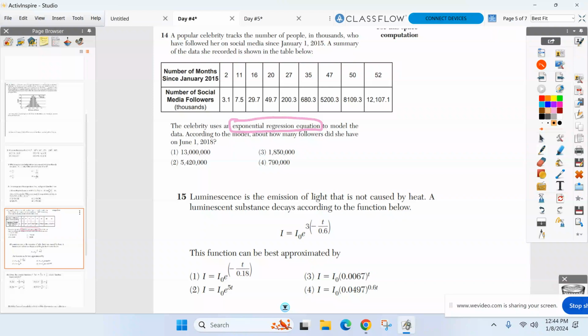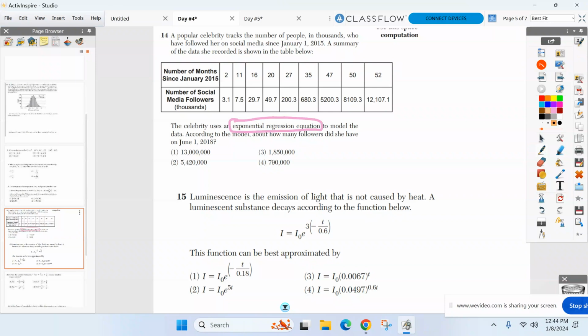All right, this is the number of months. These numbers represent the number of months since 2015, and I'm looking for June 1st, 2018. So how do I calculate the number of months that I'm actually looking for on this table? I'm going from January 2015 to June 1st, 2018. Can we calculate the number of months there? Because I've got to figure out where I am on the table here.